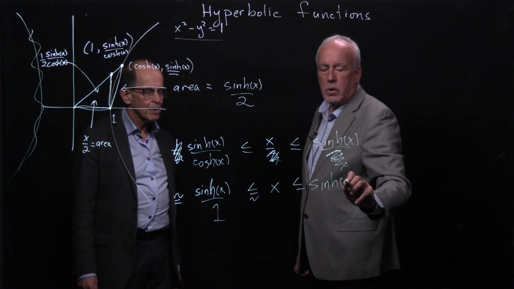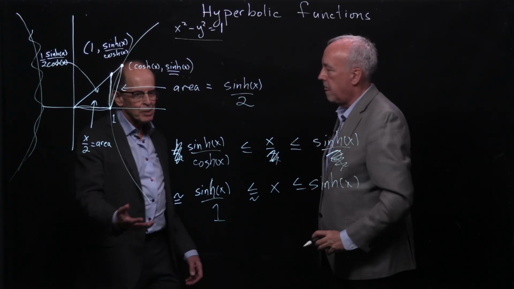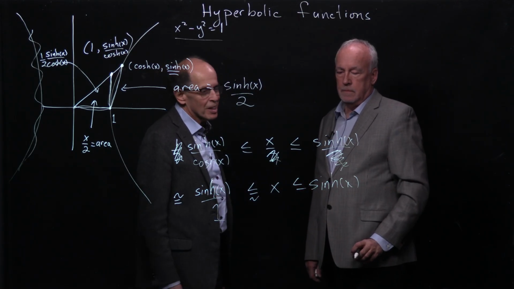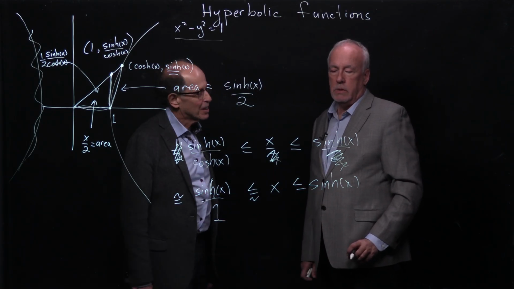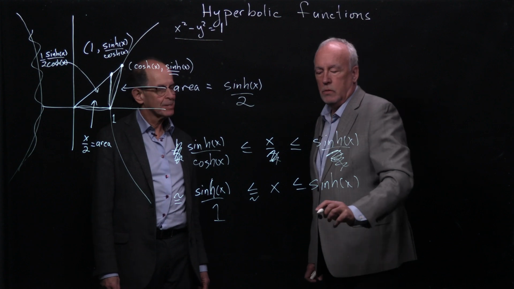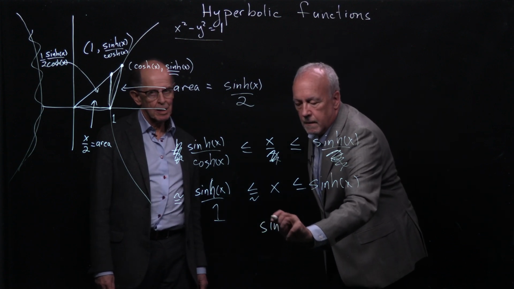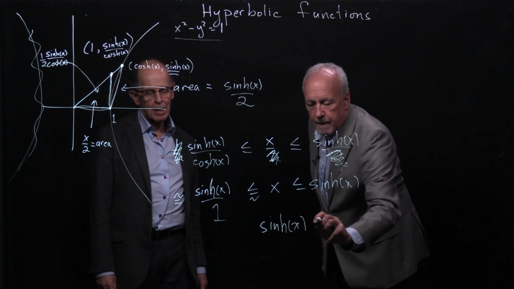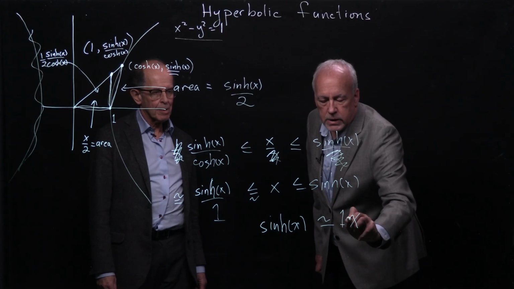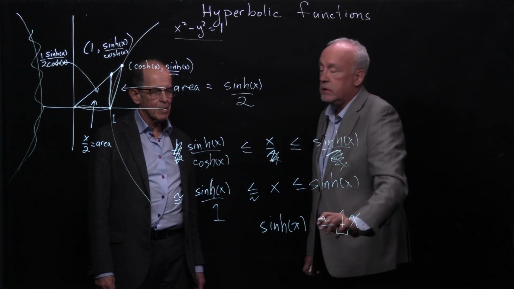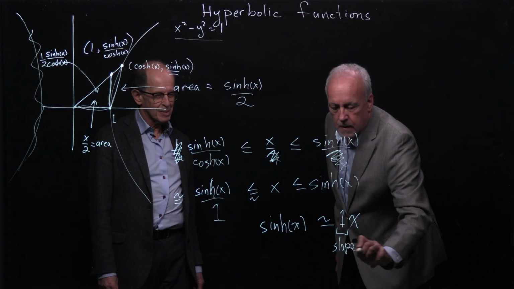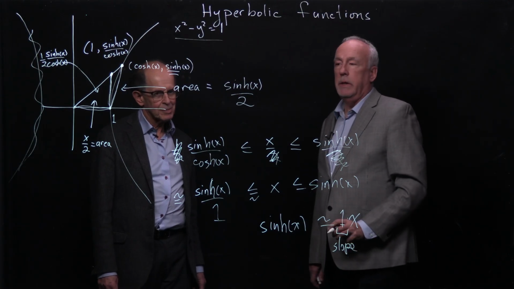So what do you think our linear approximation to sinh x is going to be? Well, we got the sandwich theorem. It's greater than this and less than the same thing, so there's your answer. That's right. So it looks like sinh x is approximately x for x small. Think of that as 1 times x. There's our line. What's our slope? Slope of 1. So that tells us its derivative is 1.